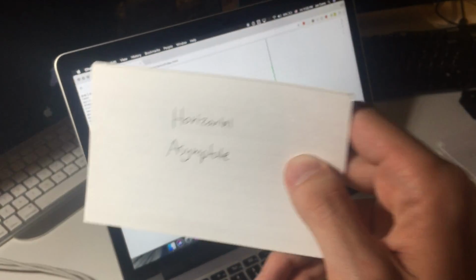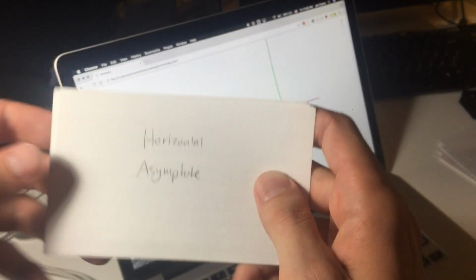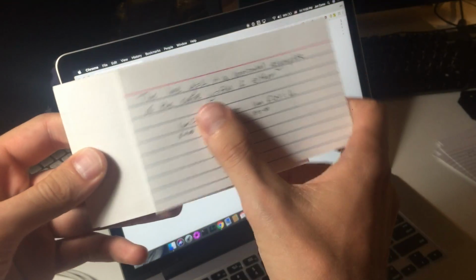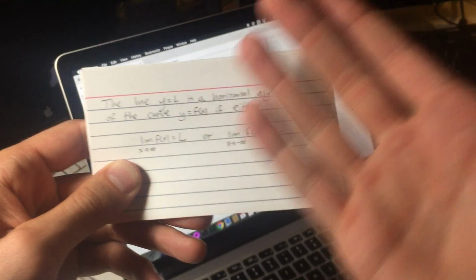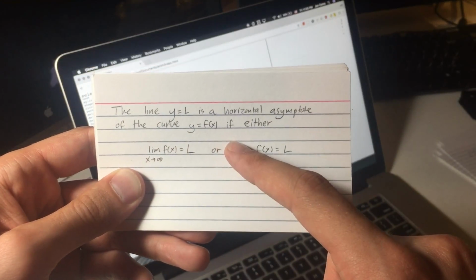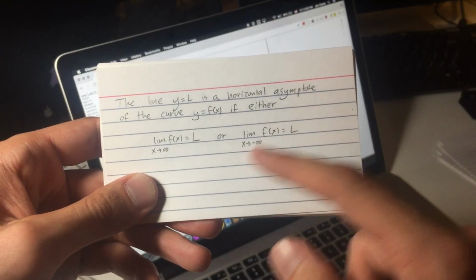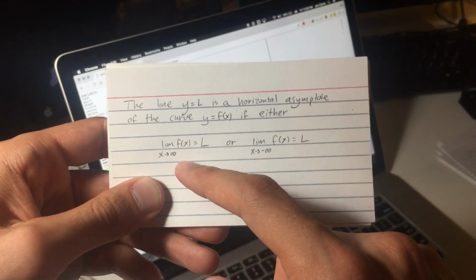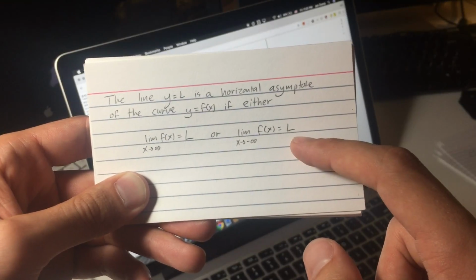Here's another use, horizontal asymptotes. We kind of already saw that with our x goes to infinity or minus infinity. So we're going to say the line y equals L, or the number L, is a horizontal asymptote of the curve y equals f of x if either as x goes to infinity, the output goes to L, or as x goes to negative infinity, the output goes to L.